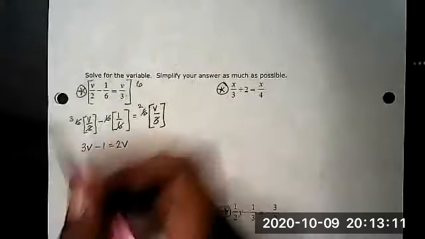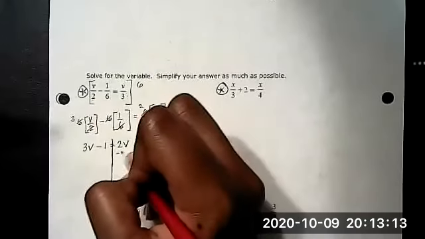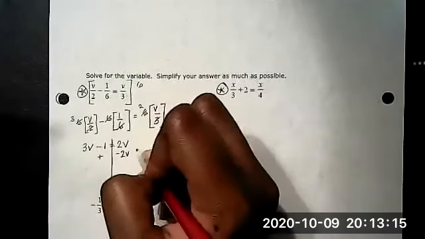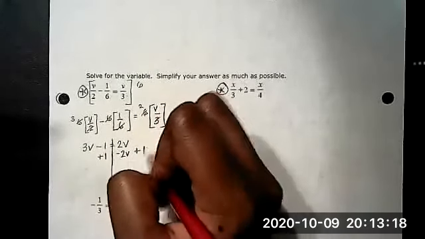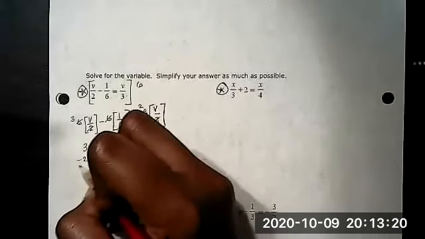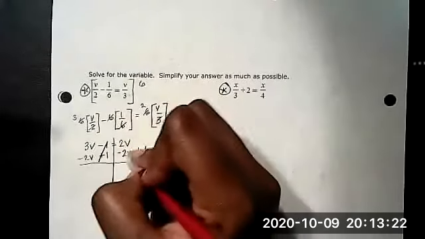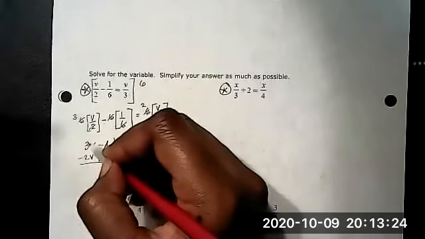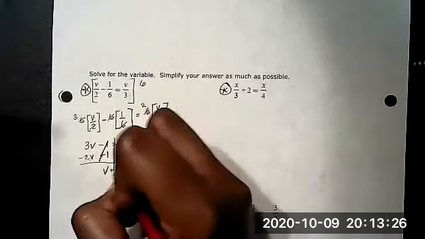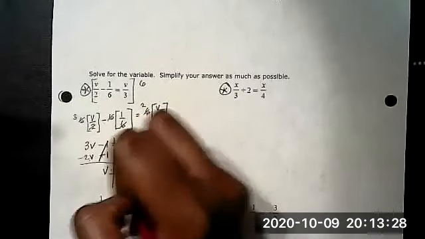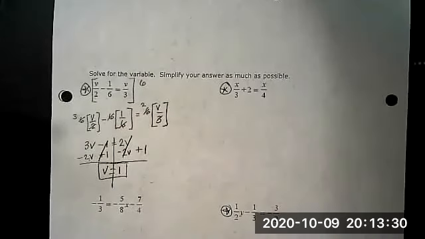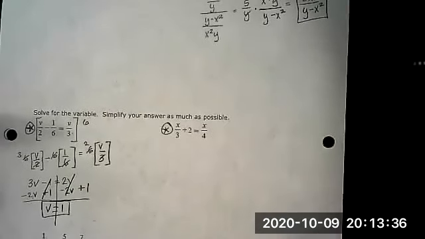Okay, get the v's on the same side. I'm going to subtract 2v here, add 1, subtract 2v. So this becomes 3v minus 2v is 1v, which is equal to 1. v is 1. That is your answer there. Okay. So getting rid of the fractions really pays off.